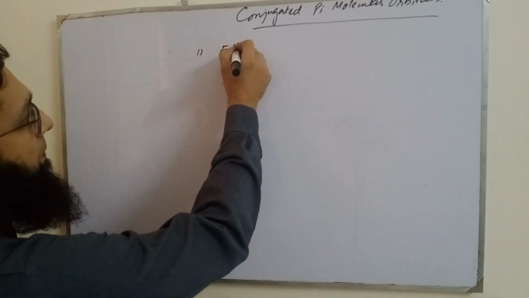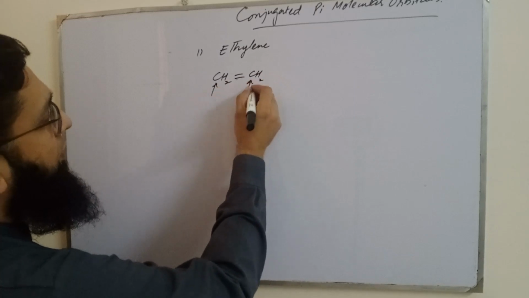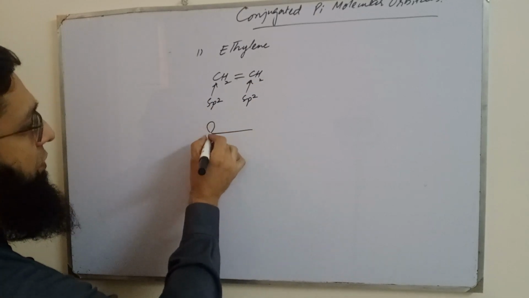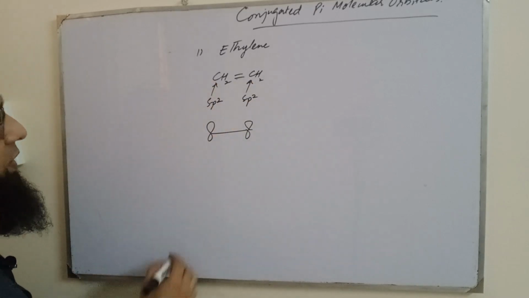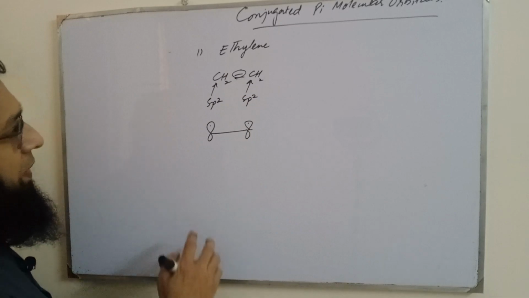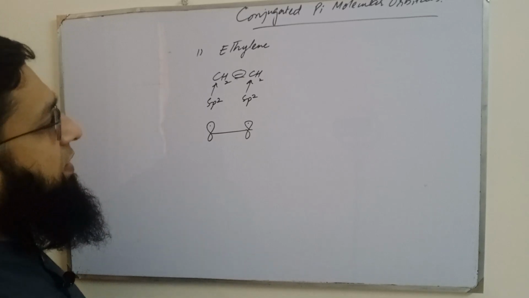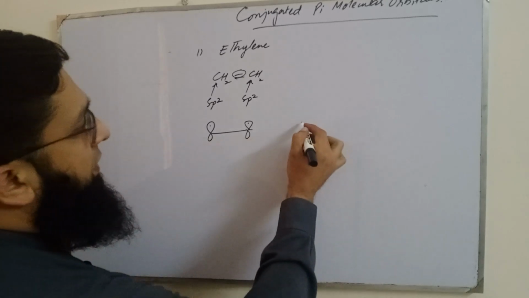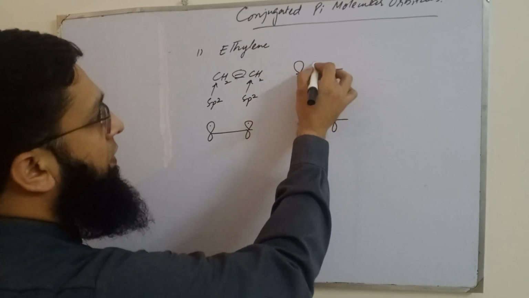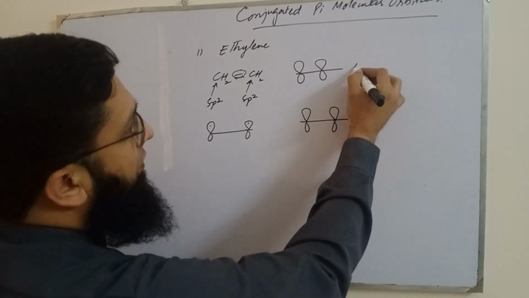The first molecule is ethylene, which is CH2 double bond CH2. In this case, both of the carbons are sp2, and sp2 carbons also have a p orbital. So we have a p orbital on each carbon with 1 electron each, because we have 2 electrons here. According to the law of conservation of orbitals, the number of atomic orbitals generates the same number of molecular orbitals. So we have 2 atomic orbitals here, and we would have 2 molecular orbitals, pi and pi star.